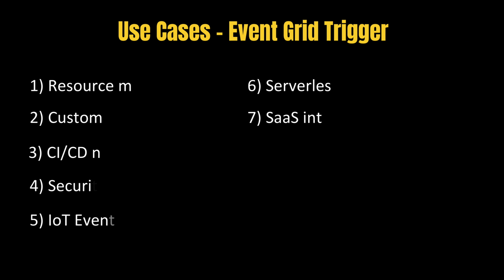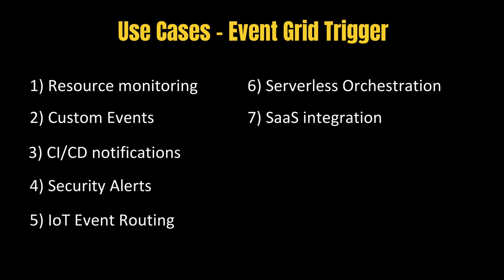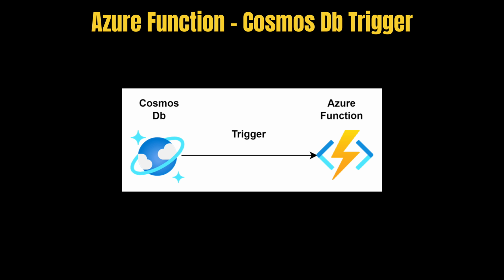It's resource monitoring, storage blob events, custom events, CI/CD notifications, security alerts, IoT event routing, serverless orchestration, SaaS integration. So those are some of the use cases for the event grid trigger. Next, let's proceed to the database trigger.